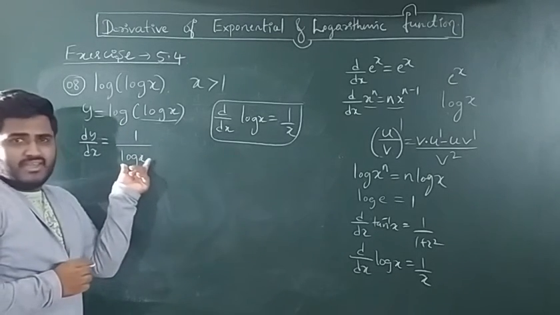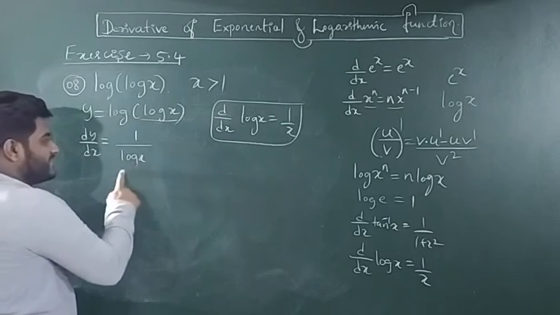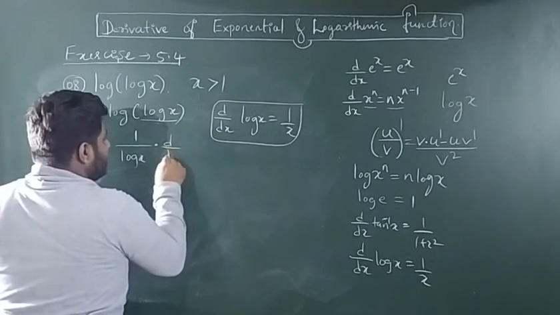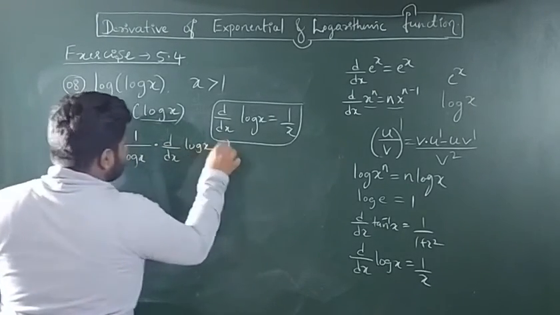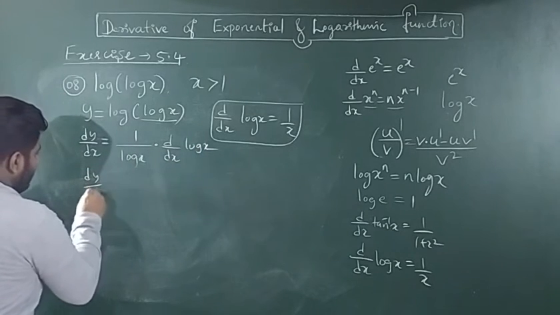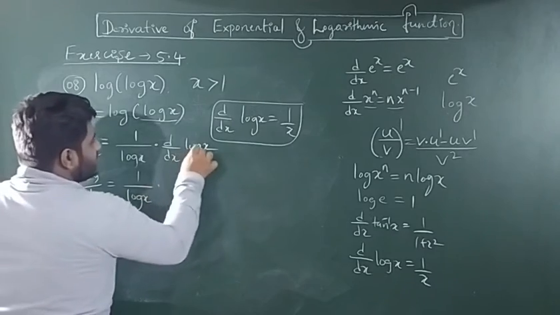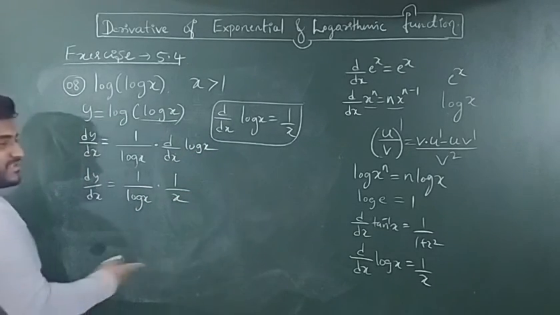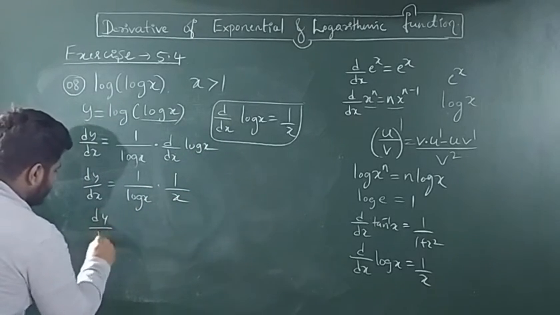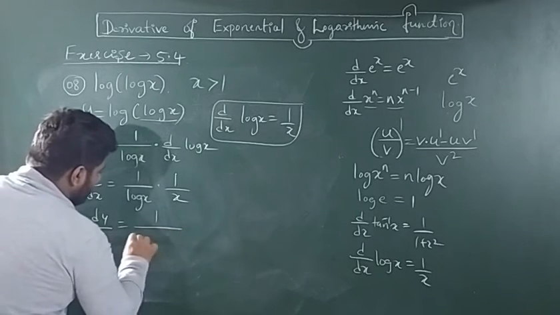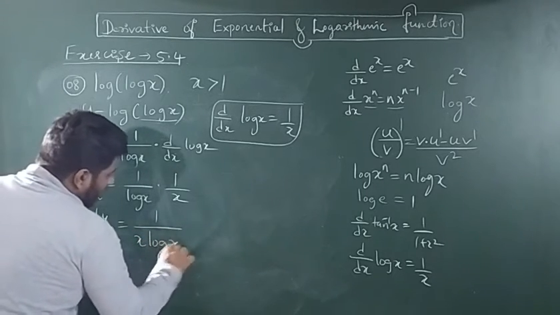If x is there, here only it will end. But it is not x. It is a log x. So again we have to take d by dx of log x. So dy by dx equal to 1 divided by log x as it is. Differentiation of log x is 1 by x. So simplifying these two terms, we are getting 1 divided by x into log x.